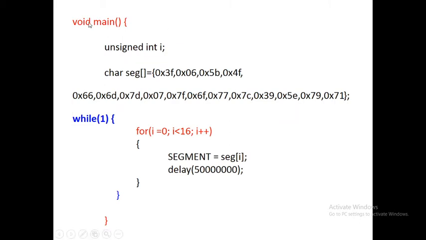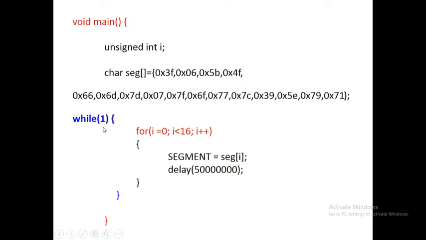Next, we are writing the main function. In the main function I am declaring one variable i, whose type is unsigned integer. Then I am creating an array whose name is segment, and within that array I am keeping the hex code of each number from 0 to F. And one by one I will call them from the main function.